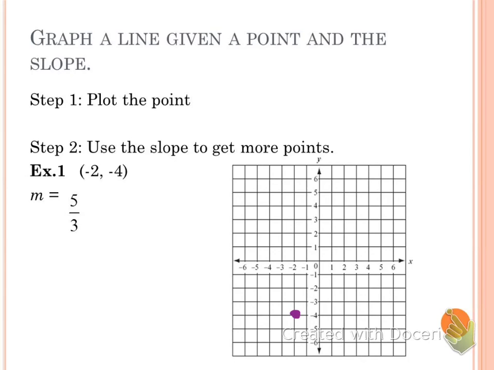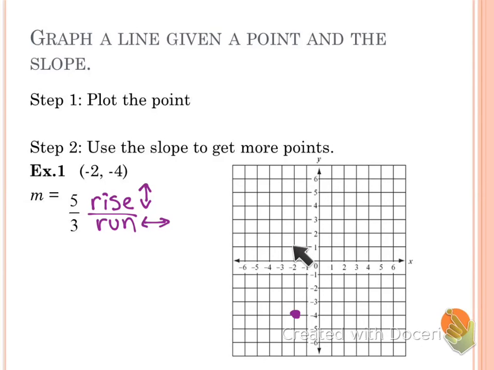Then we have to use our slope, and we need to remember that slope should make us think rise over run. Rise meaning that we go either up or down, and run meaning we go left or right. So we are going to rise 5 from this point that we already made. Don't go back to the origin. Start on that point that we just made. We are going to rise 5 spaces. 1, 2, 3, 4, 5. And then we are going to run 3 spaces.